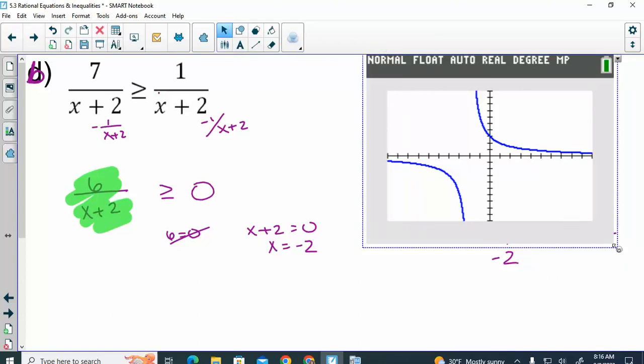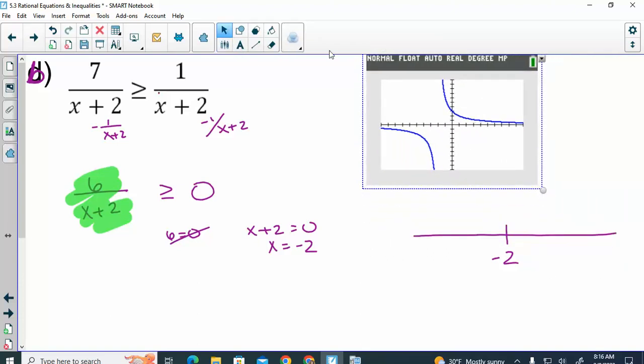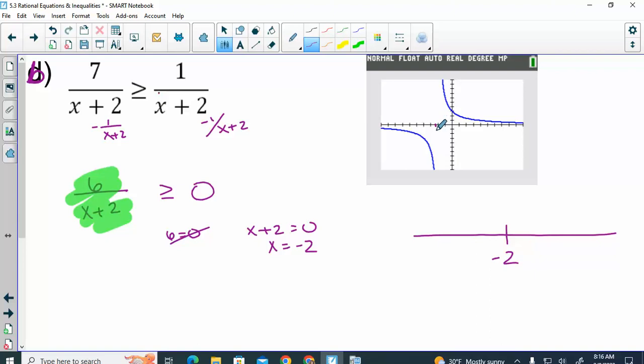So when I look at this, we could tell negative 2 is this asymptote. Before the asymptote, my graph was, after the asymptote it was, okay, which ones did I want? Positive. Okay, equal to means bracket.